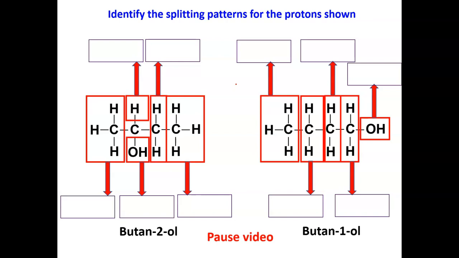The last CH2 group before the OH, well, of course, there are two adjacent CH2 protons. We don't count the OH proton because it's not on a carbon. So that will be 2 plus 1 is a 3, so that's a triplet for the methylene. And finally, the alcohol OH group, of course, is only ever a singlet. So the splitting pattern for that is really quite different.